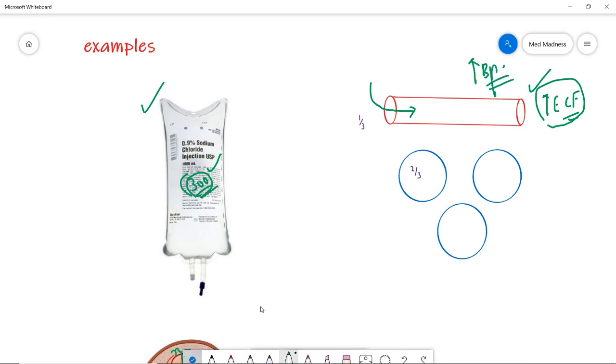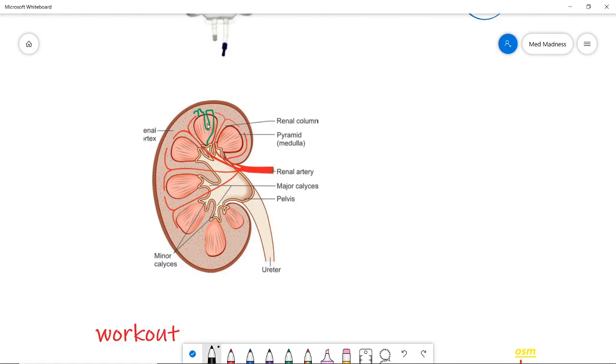Now we'll see another example here. In the renal histology session, I said the loop of Henle and part of the collecting duct are in the medulla.